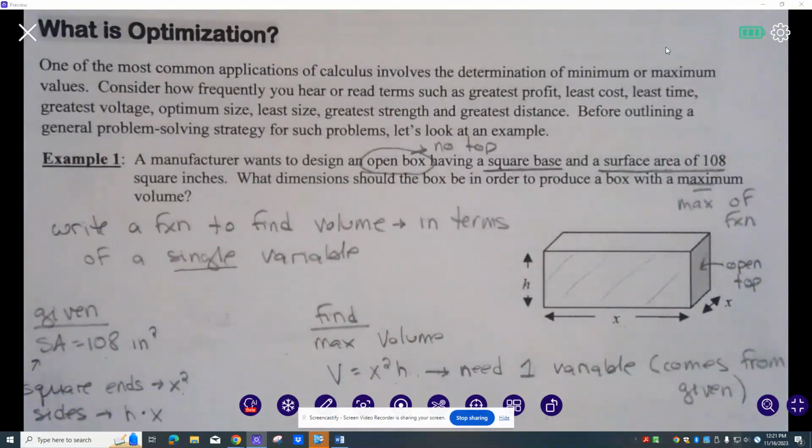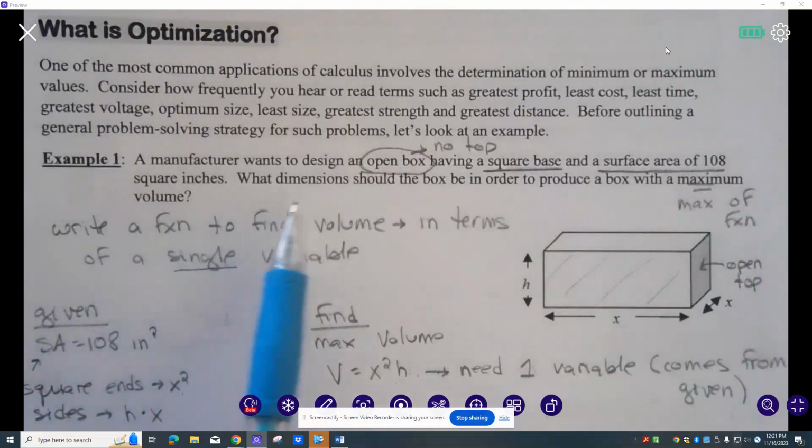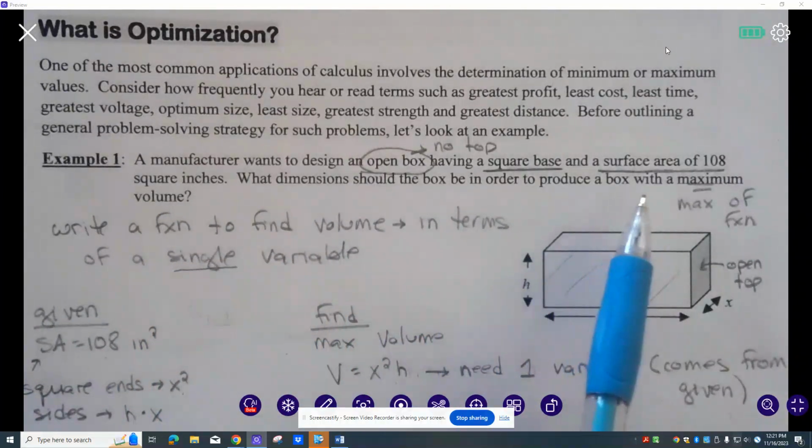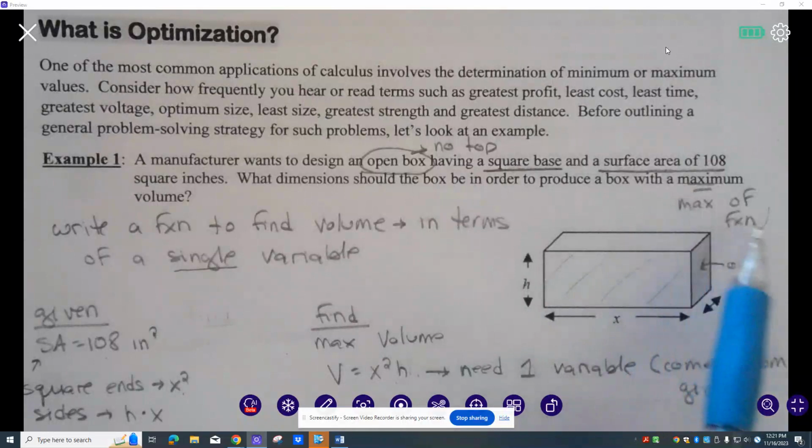We're going to go through this example, and then on the next page we'll go through the steps, but I'll also go through the steps here. If you read this example, a manufacturer wants to design an open box, so no top, having a square base and a surface area of 108 square inches. What dimensions should the box be in order to produce a box with maximum volume? So we are going to find the max, like a relative or absolute max of a function, and the function we need to find the max of will be volume.